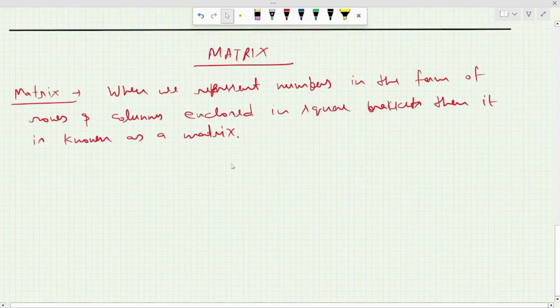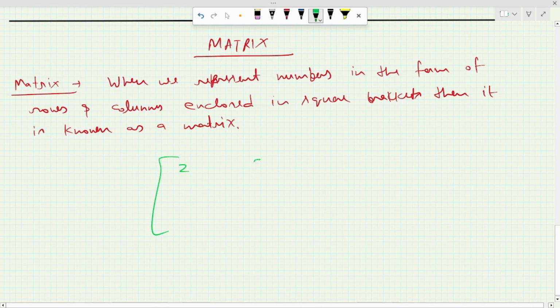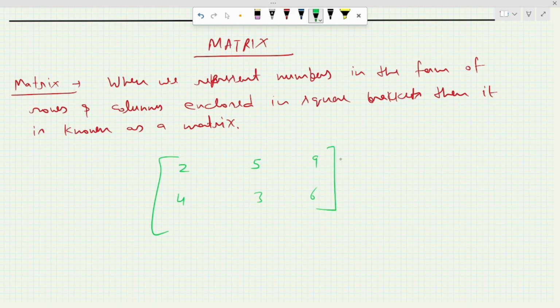Now, to understand matrix, let's take an example. So if I say, for example, 2 5 9 and 4 3 6, can we say how many rows? This is row number 1, and this is row number 2. So we have two rows and three columns. This is column 1, column 2, column 3. So I can say it is a 2 by 3 matrix where it has two rows and three columns. So this is how we represent a matrix, my friends.